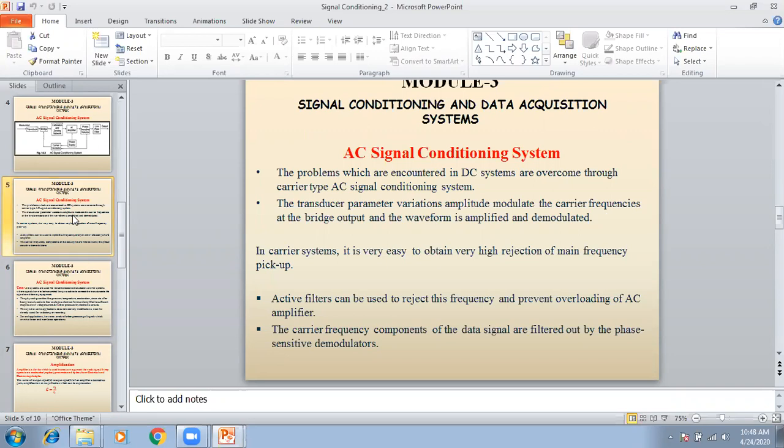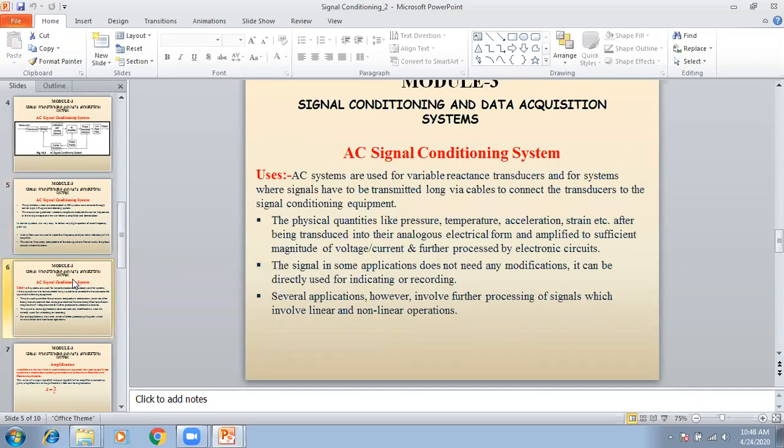So this is the complete theory part. I hope you understand this. Again, what are the uses of the AC signal conditioning system? These are some uses. I have copied them from the textbook of R.K. Rajput. Just go through this. There are no complicated things here. It is the remembering part. So just go through that. Again, the next part is amplification.